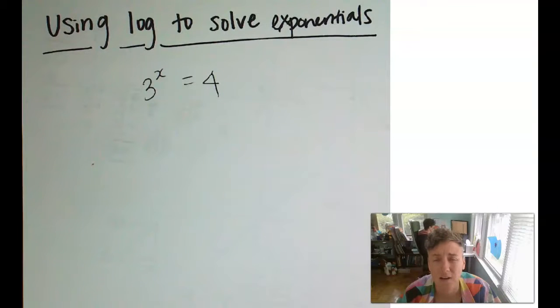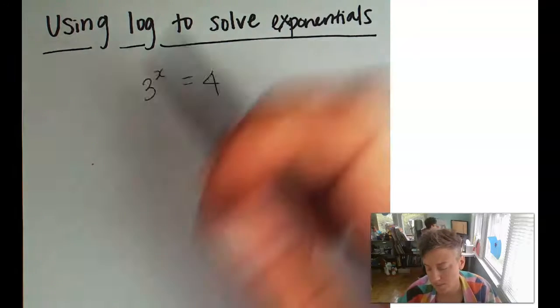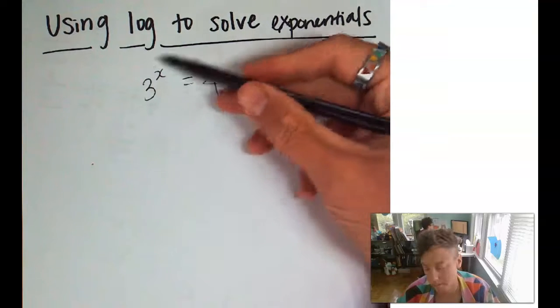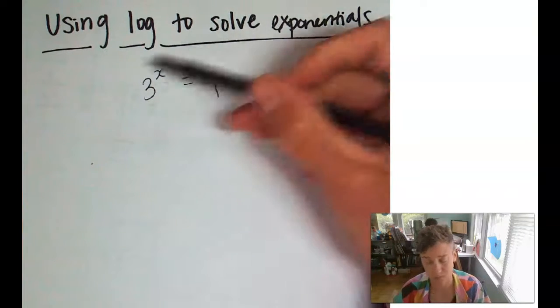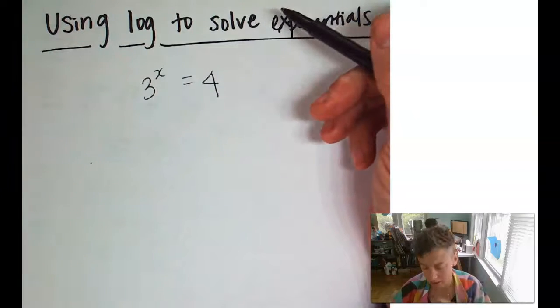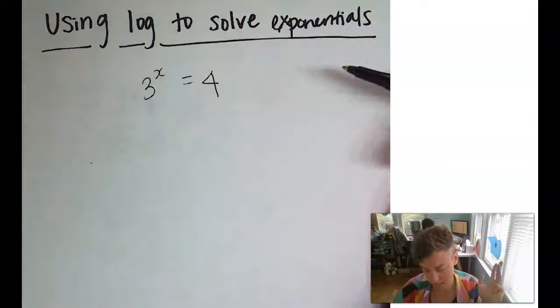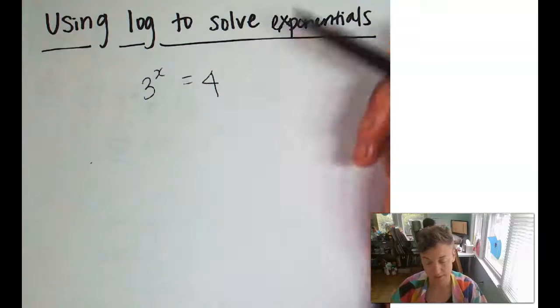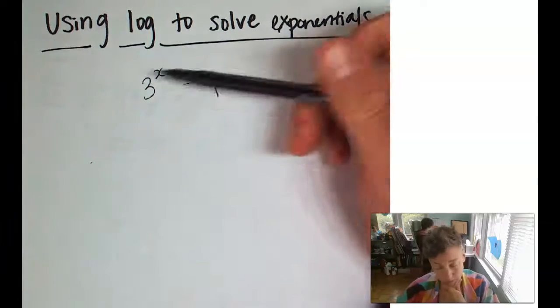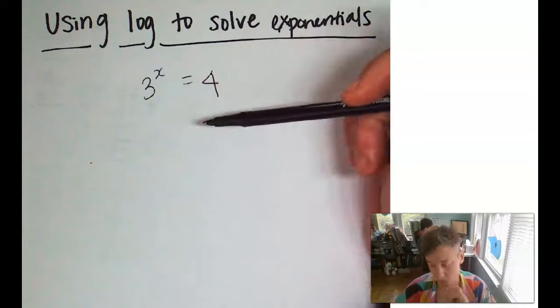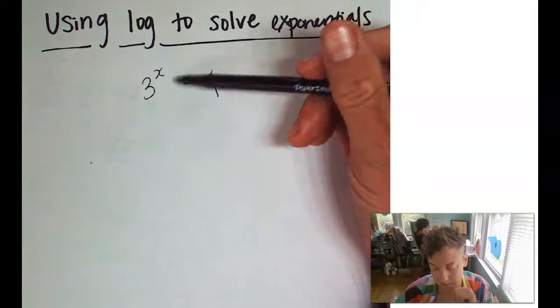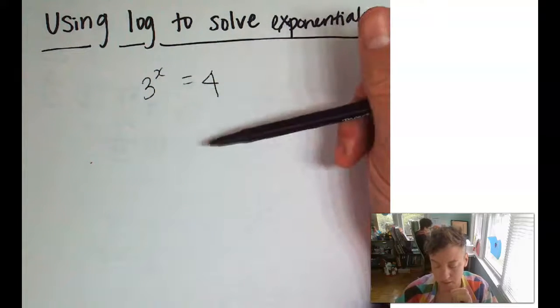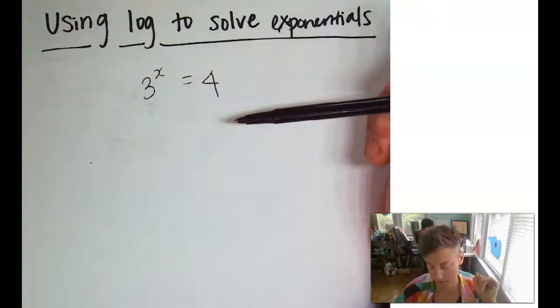I don't know how to express 4 as 3 to some power, and then we can set the exponents equal to each other, so that's not going to work here. What we can do is take the log of both sides. Log is an operation, so we can do that to both sides and maintain equality, just like we can multiply on both sides, divide, add, subtract. We don't mess up these sides being equal. So we can take the log of both sides.